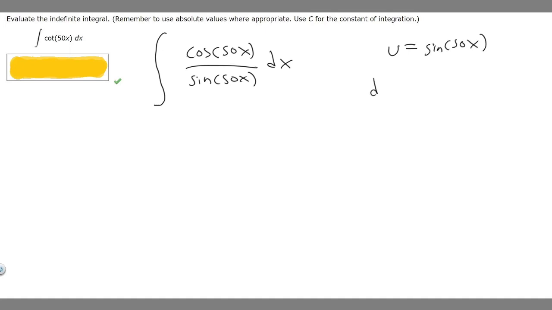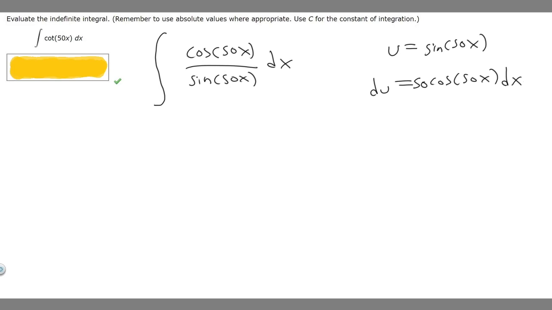And then what we got to do is find the derivative of it. So we use the chain rule, right? The derivative of sine is cosine. Then we do it with respect to the inside, so 50x. Then multiply by the derivative of the inside, which is just 50. So the derivative of u is 50 times the cosine of 50x, and then we add dx after it.